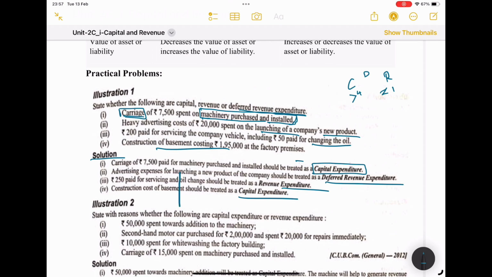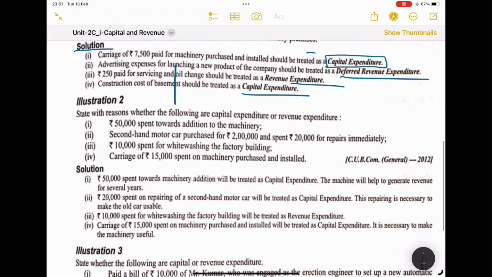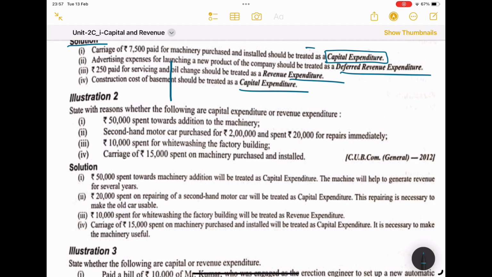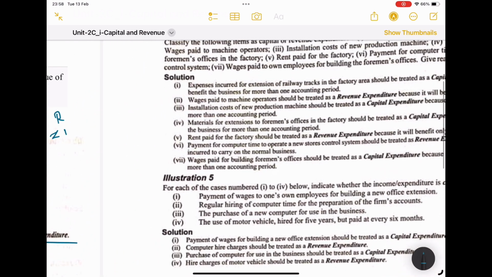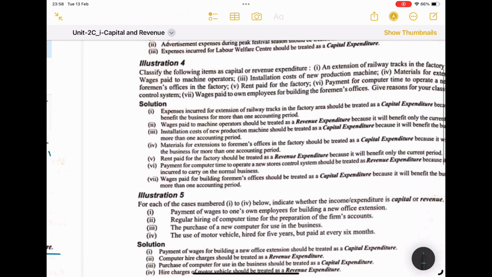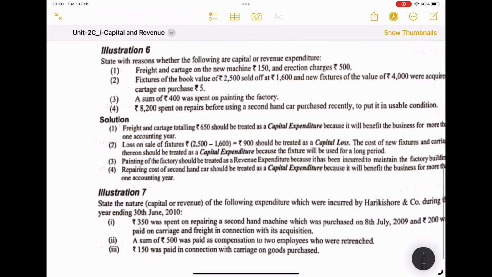So I'll show you the answers here. Here you have the answers. Please see to it, understand it. If you have any doubts, just comment it. I'll try to solve it. Okay, so I'll move on to some other questions which are related to income.